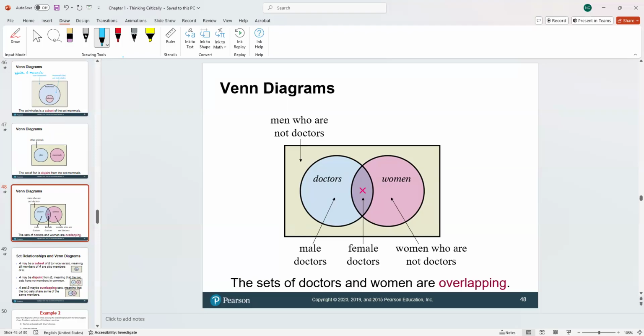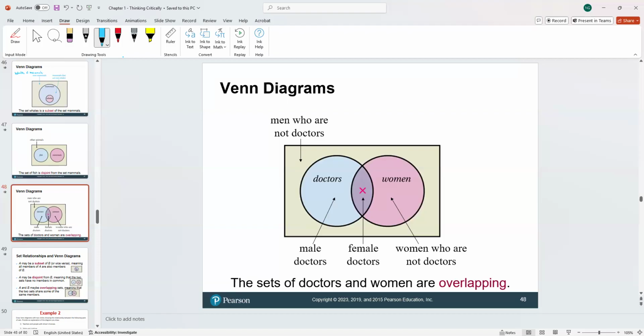On the other side, we have all the other doctors that don't identify as female, and we have all other females that are not doctors. Probably those females are engineers. So the sets of doctors and women are overlapping. It's very important to verify that the non-overlapping region of the doctors circle represents doctors who are not women. Hoping this one helps.